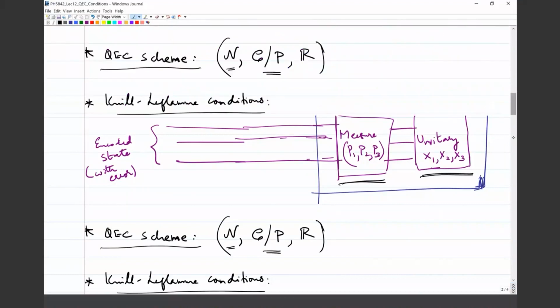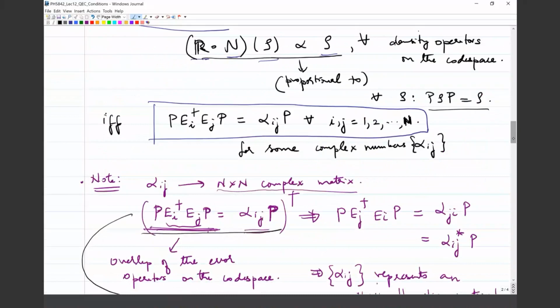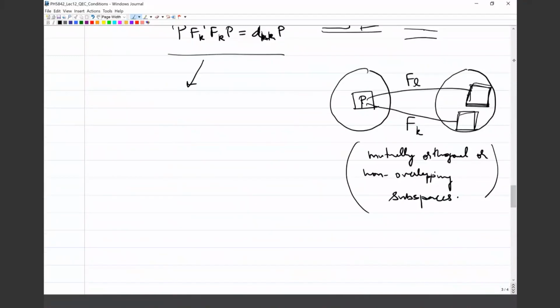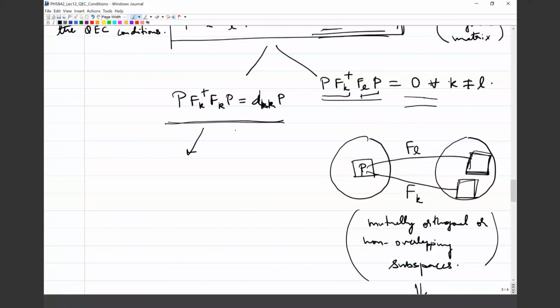So we are breaking down these error operators into a set where the action of two different error operators is non-overlapping. This implies that there is a measurement, or that it is possible to do error detection. That is guaranteed by this. The unitary property is what is guaranteed by this. How is that? Well, for that, we need to use another trick from linear algebra, which is called polar decomposition.